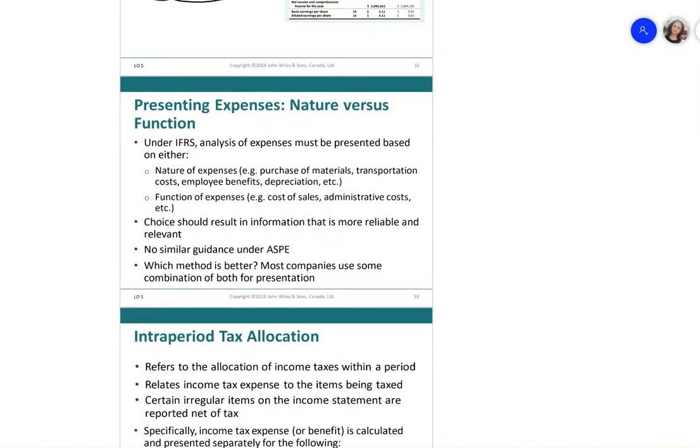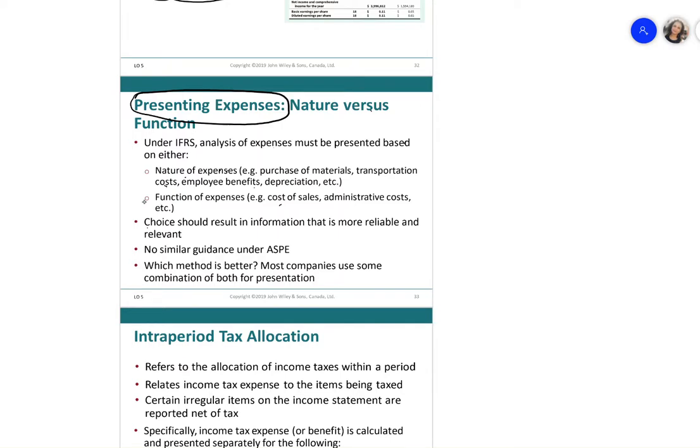Now going further, it's saying under IFRS, analysis of expenses must be presented based on either the nature of the expense or the function of the expense. So when you're presenting any expenses, when you're grouping them together, you have to group them by nature versus function. When we talk about nature of expenses, you have purchased material, transportation costs, employee benefits, and depreciation. When you have function, what is their function? Cost of sales and administration are some examples of the function of some of the expenses.